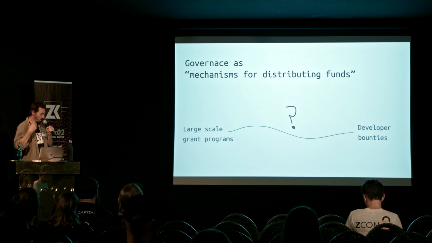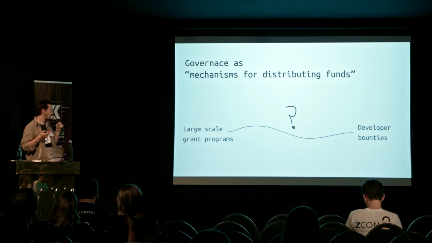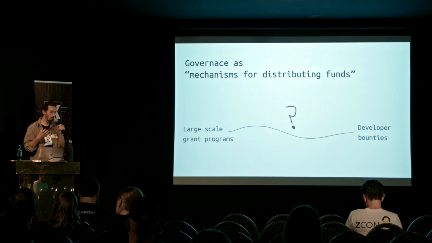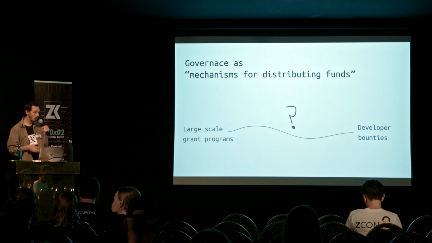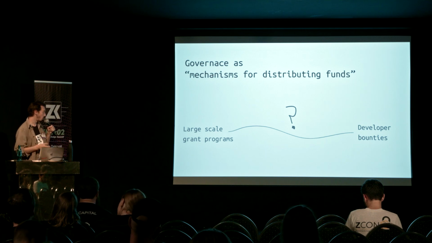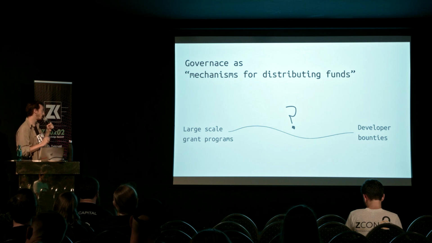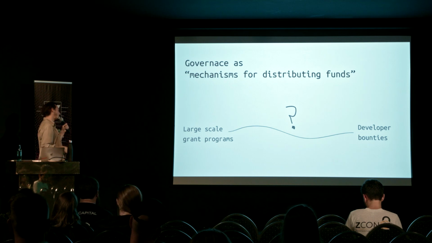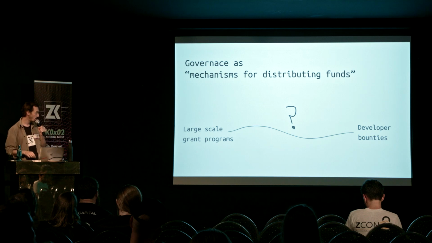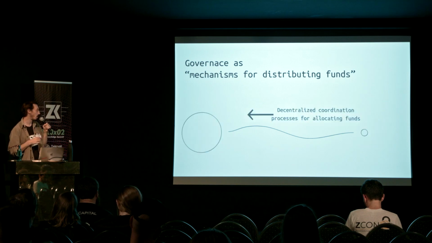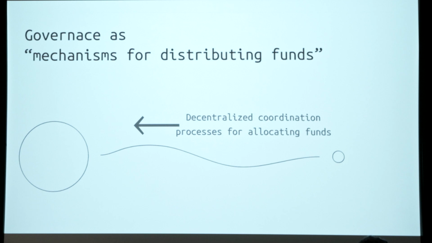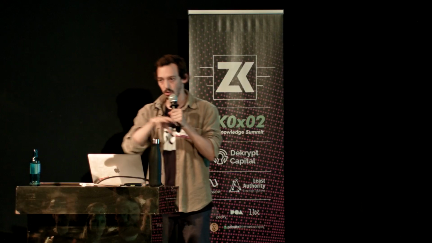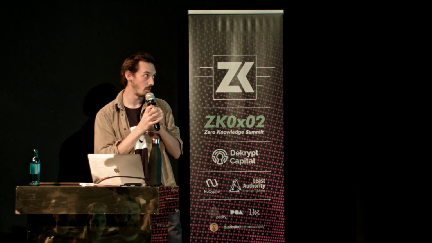And so with that, I want to throw out this idea that we can think of governance as more or less mechanisms for distributing funds. Maybe that's not all that governance does, but that's certainly a core part of it. And within the decentralized ecosystem, I see a lot of talk about developer bounties. I see a lot of talk about larger scale grant programs. But what I don't see as much is decentralized coordination processes for allocating funds that start at the very small and experimental, and as they succeed, grow into larger scale and larger scope.